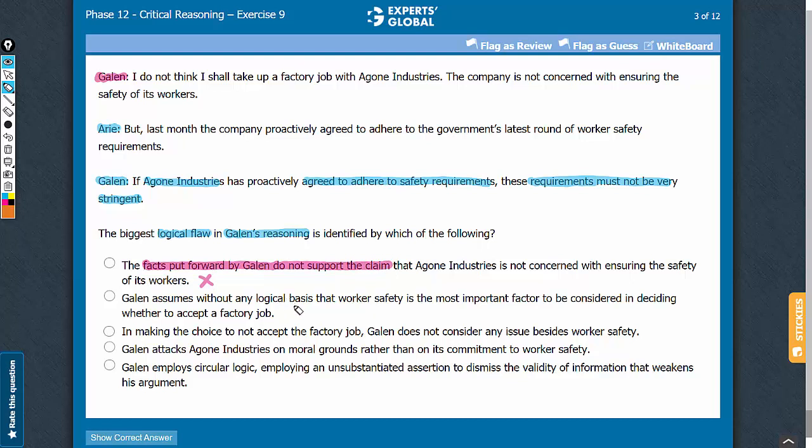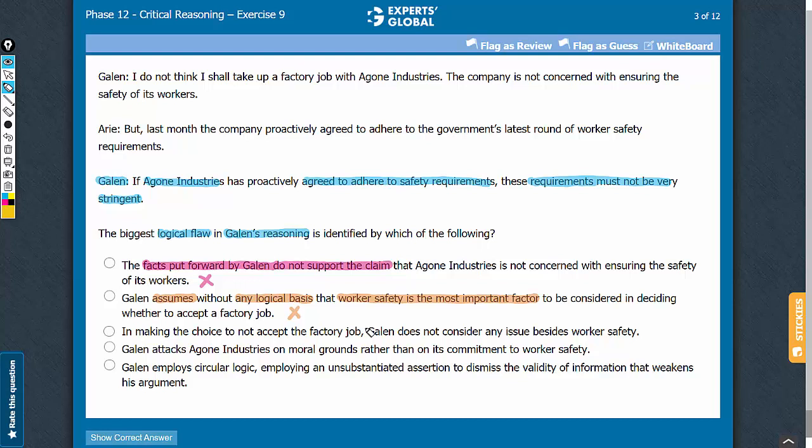Answer choice B. It can be inferred from the dialogue that the first person offers importance to the safety of workers. However, the first person does not offer any fact to support his view. So it can be inferred that the first person assumes without any logical basis that worker safety is the most important factor. However, such an assumption is not the flaw in the first person's reasoning. The flaw in the first person's reasoning is that he ignores the evidence provided by the second person simply because that evidence differs from his own view. We need an answer choice on similar lines. So let's eliminate this answer choice.